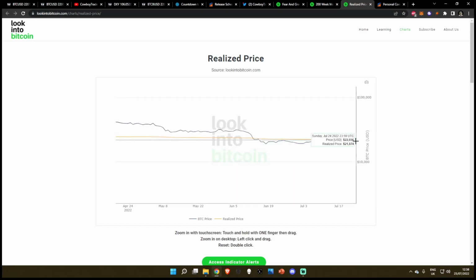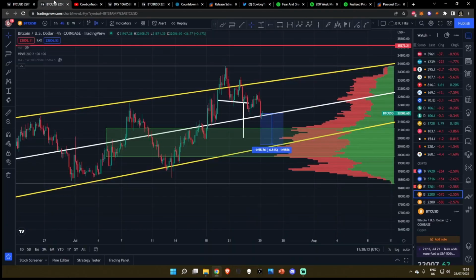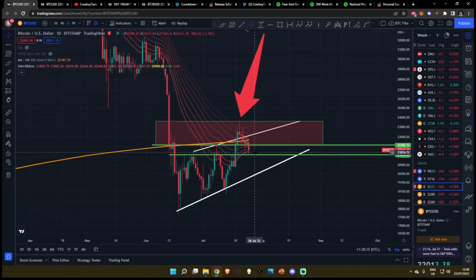The realized price is currently sitting at 21,870, which is also beautifully lining up with the daily EMA ribbon. So a move below 21,800 is not only going to confirm every type of rejection, you're also going to be moving below everything you need to be above: the 200 week moving average, and the invalidation point from the breakout of this bear flag.